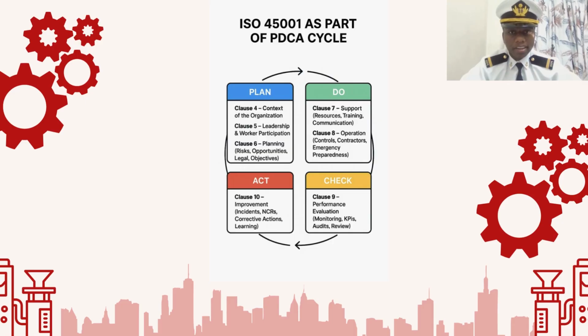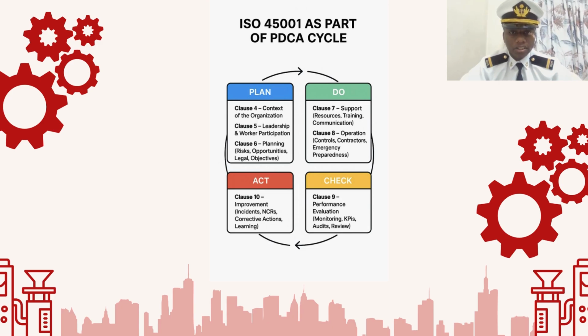Next is do, the green box. This is where we put the plan into action. Clause 7 is support, providing resources, training, and communication needed. Clause 8 is operation. This is the day-to-day running of the plan, managing controls, contractors, and being ready for emergencies.